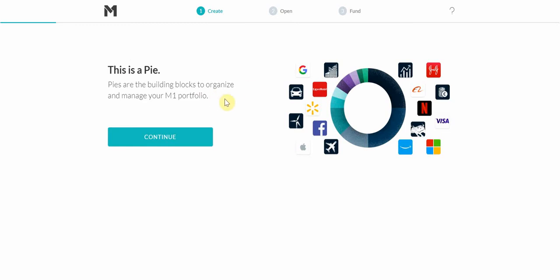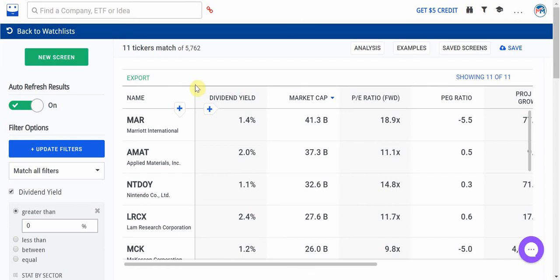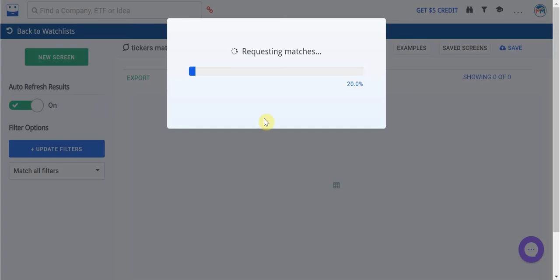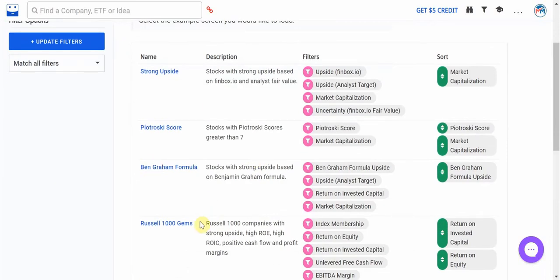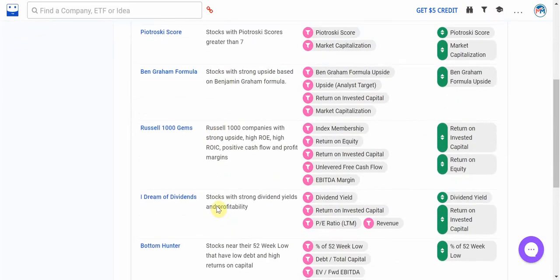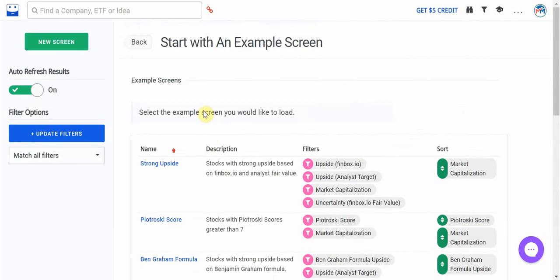So for me, I like finding individual stocks that are attractively valued. And to do so, I use a tool called Finbox.io. With Finbox, I'll walk you through exactly the screening that I do. I use Finbox Premium to find the stocks that meet certain thresholds for me. They have different examples or even pre-built templates that you can use, things like Strong Upside, Benjamin Graham, Dream of Dividends, Bottom Hunter, Cash is King.